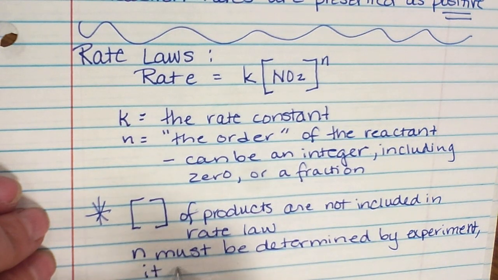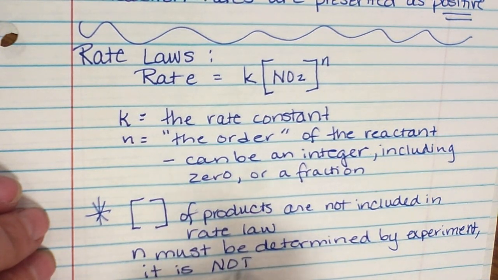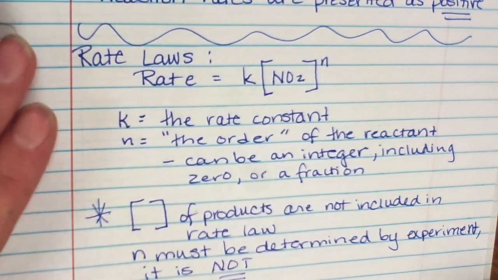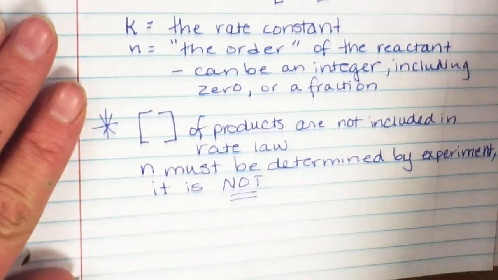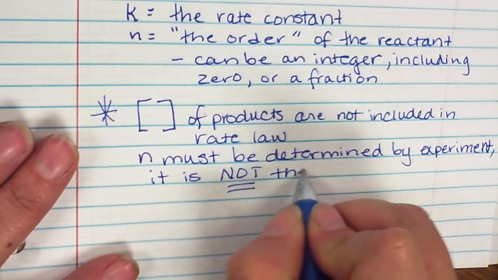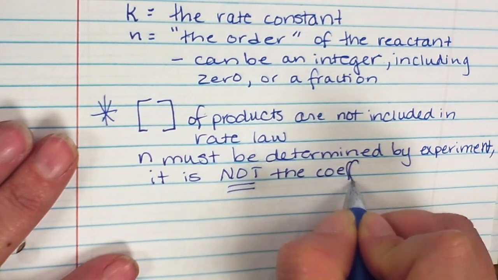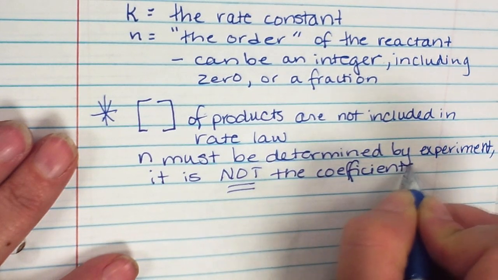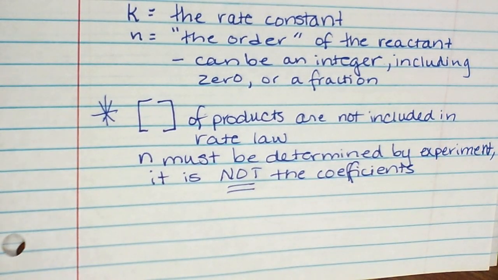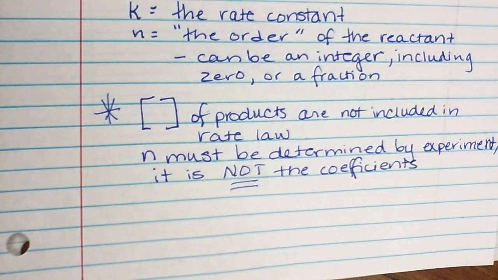It is not, with lots and lots of underlines and exclamation points, the coefficients. And the reason I say that is because in its simplest form, the rate law looks like n is the coefficients. And since we are at the very beginning, like chapter 14 is very simple rate law stuff, often n is going to be the same number as the coefficient. It is not the coefficient.